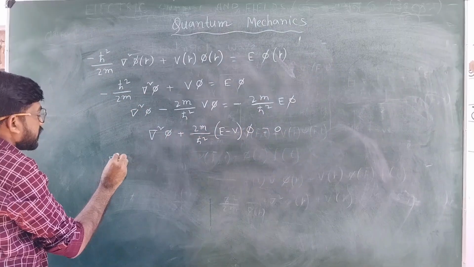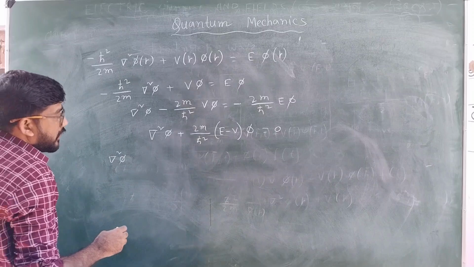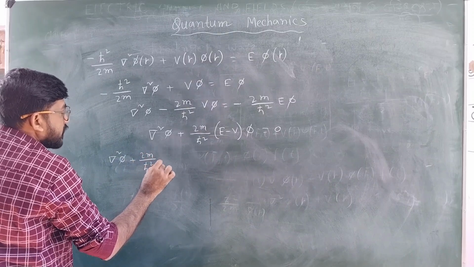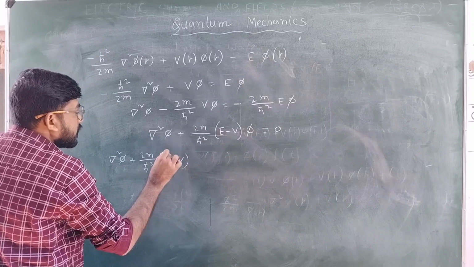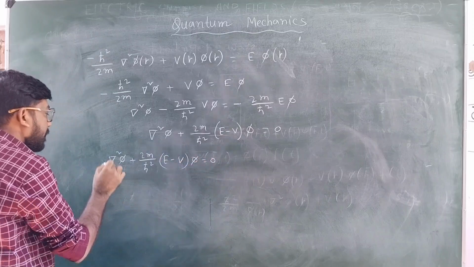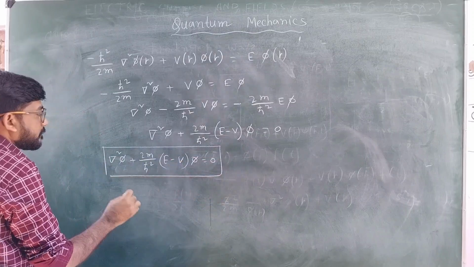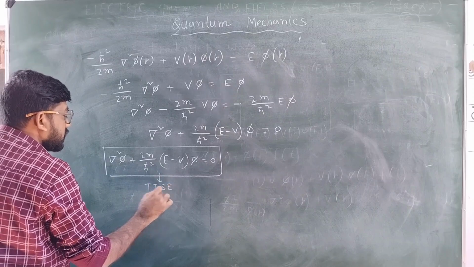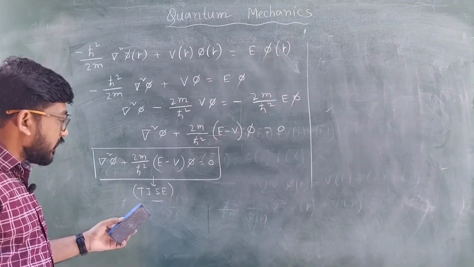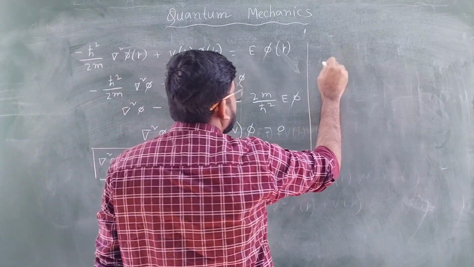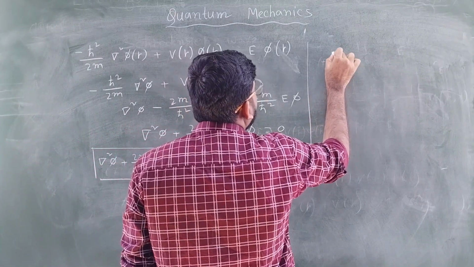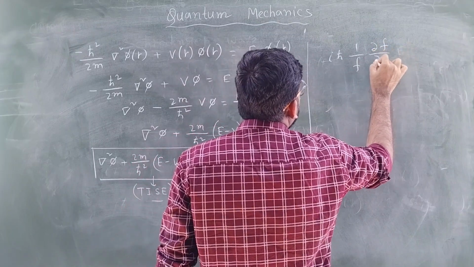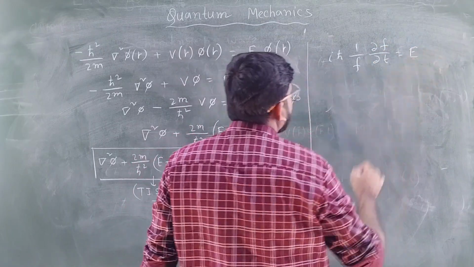So let us write these two together, which is only a function of r, which is a time independent equation. So this is basically called the time independent Schrodinger equation. Now there is another equation which has the form: iħ into 1 upon f into ∂f upon ∂t is equal to E.